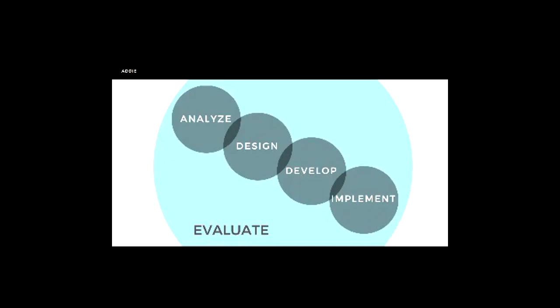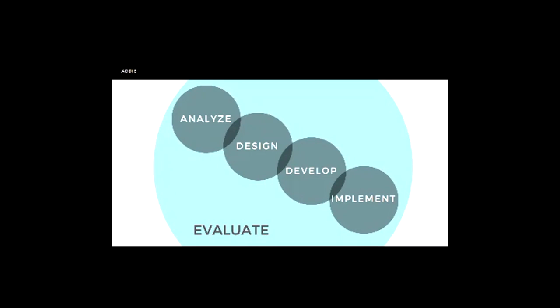The reason for it is not a linear model. And this is the number one mistake people make when they come into design: they look at the ADDIE model and think, I have to analyze, design, develop, implement, and evaluate. I go through the lines like a conveyor belt. That's not how learning is designed and how it works.